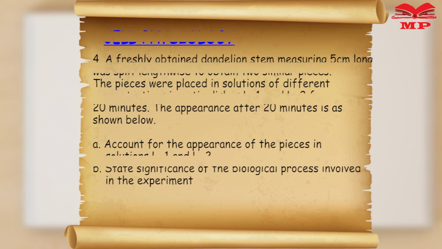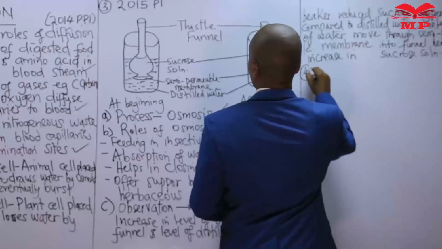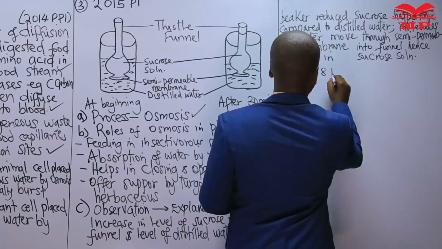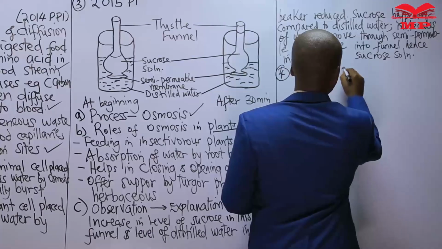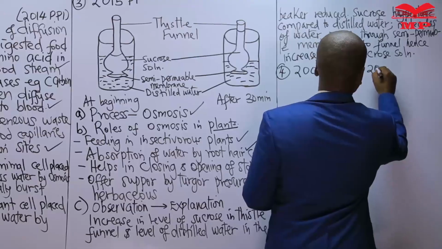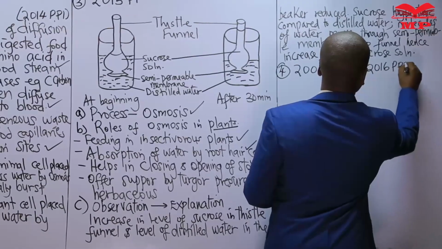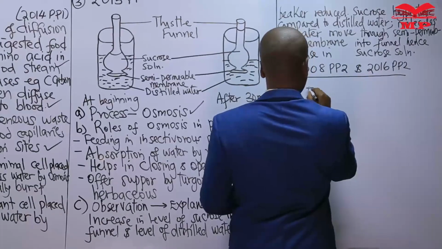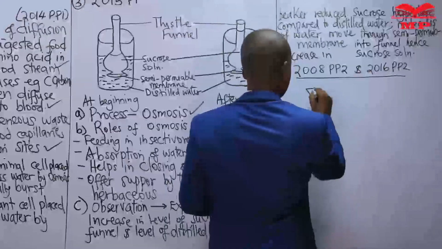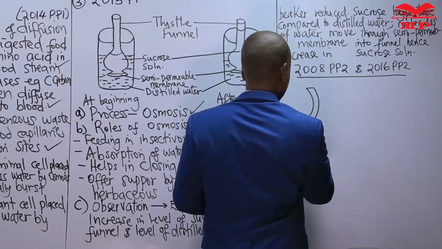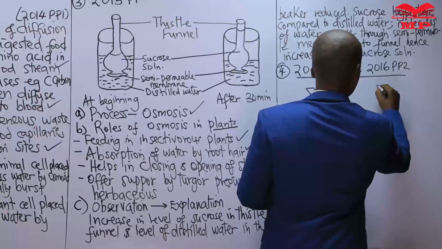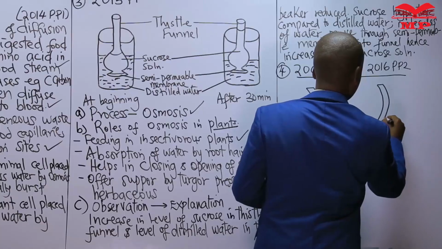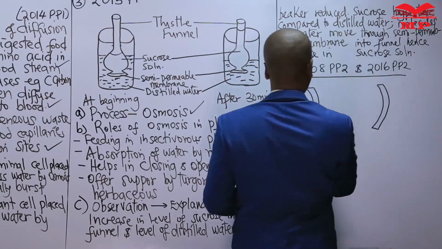So here we have question 4, which was set in 2018 paper 2 and was repeated in 2016 also paper 2. So these were the pieces. So these are the pieces of that piece of stem, and this was the end result.